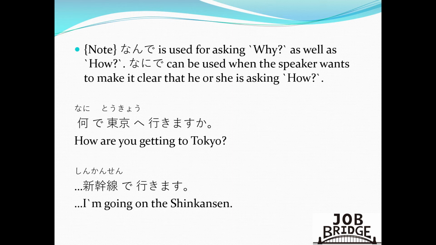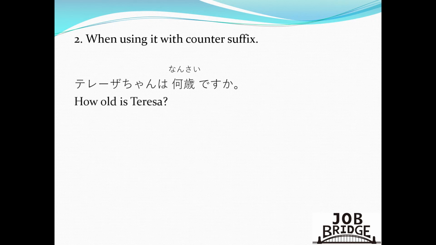Wakarimashita. Now, we can also use nan with counter suffixes. Example, how old is Teresa? Teresa-chan wa nansai desu ka? Remember, you can use it with the counter suffixes, like nansai, nanyobi, nangetsu, nannen, nandai, nanmai, and so on.